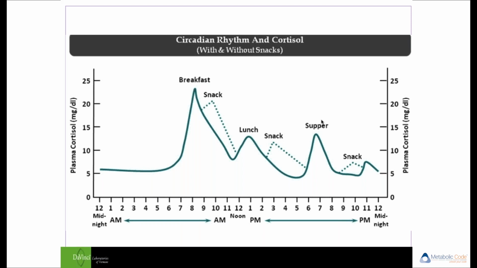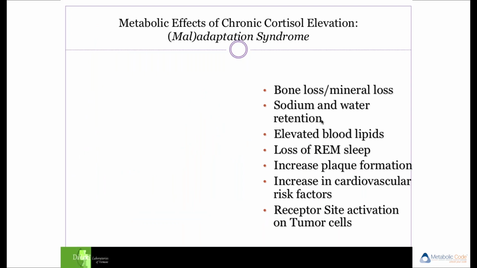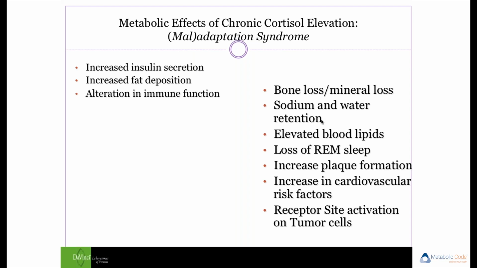So how does the body blunt against this? Well, it raises cortisol because cortisol helps to create temporary insulin resistance. So this happens normally every time we eat. Blood sugar goes up, insulin goes up, but so too does cortisol as a secondary consequence. And there are many metabolic effects due to chronic cortisol activation. So as I said, bone and mineral loss, insulin resistance, increased fat deposition, alterations in immune function.